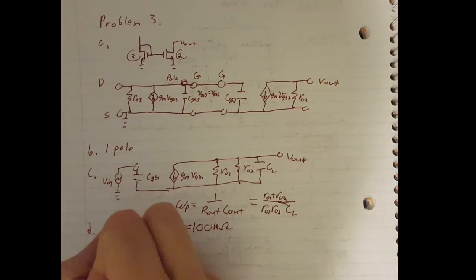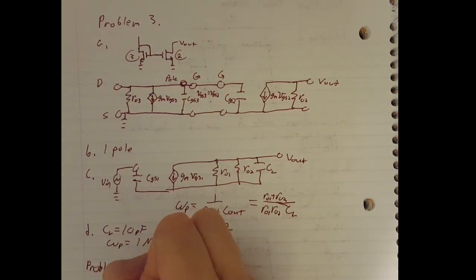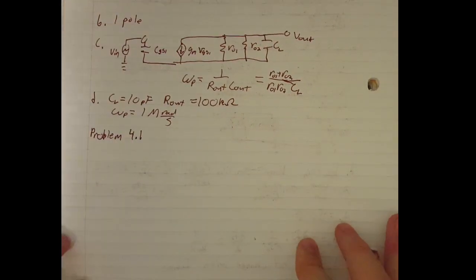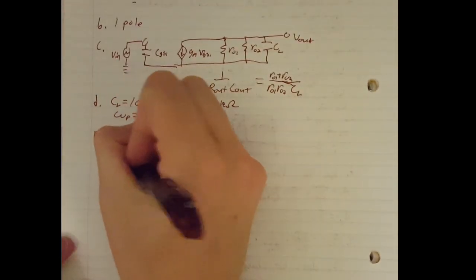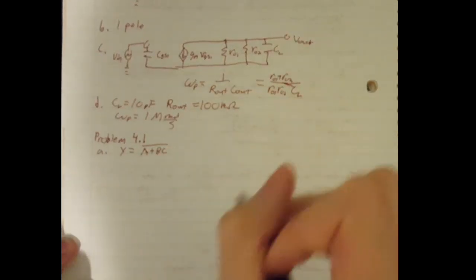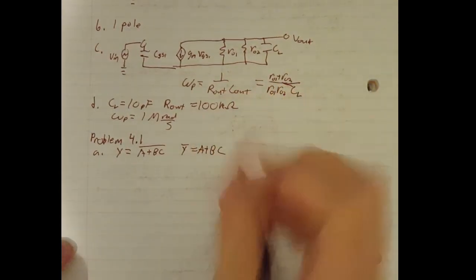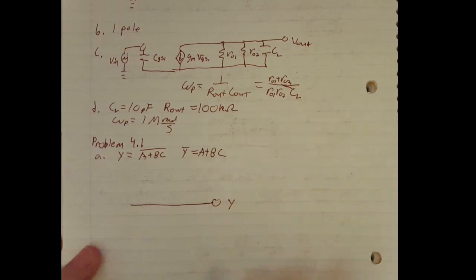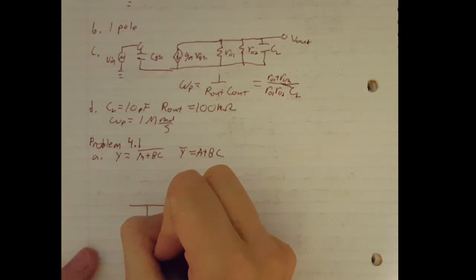So now I'm going to go through a couple of digital problems. And we're going to call this 4-1 because there's actually 2 problem 4s. So part A is to implement y equals a plus bc. And I like to do pull down first because that's easier. So let's list that as y naught equals a plus bc. So we have our y here. We have a here.